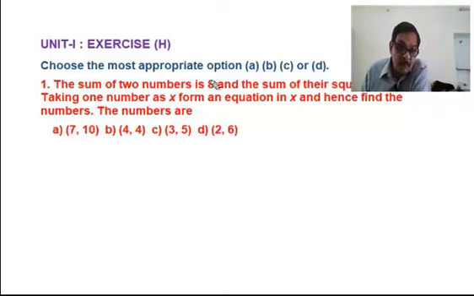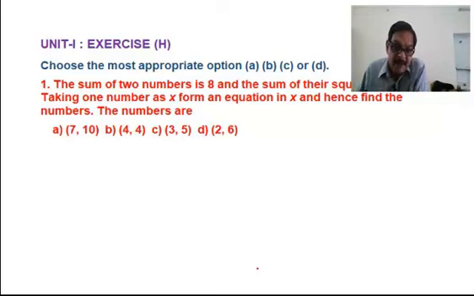Choose the most appropriate option A, B, C or D. Question number 1: the sum of two numbers is 8 and the sum of their squares is 34. Taking one number as x, form an equation in x and hence find the numbers. The numbers are: options 7, 10; 4, 4; 3, 5; and 2, 6. These are 4 options. See, we will be doing it first with the conventional method.